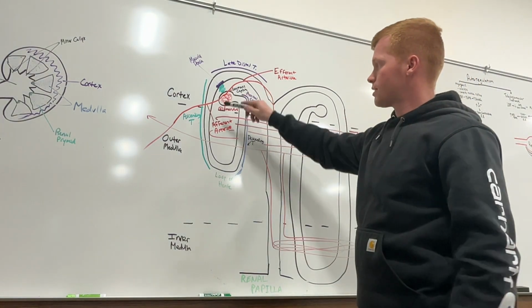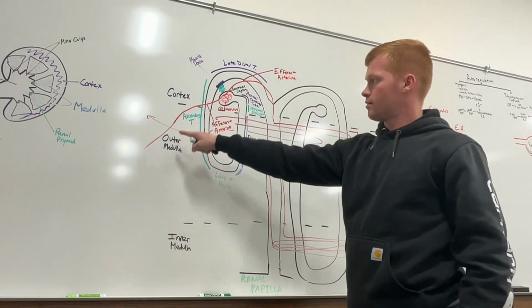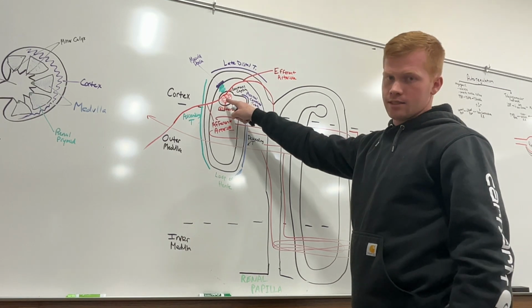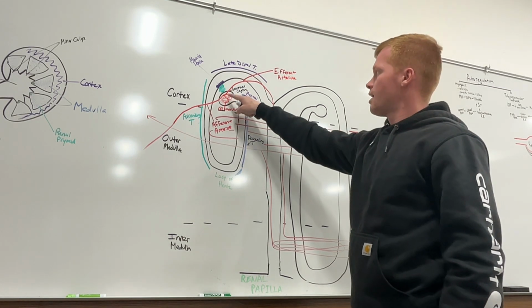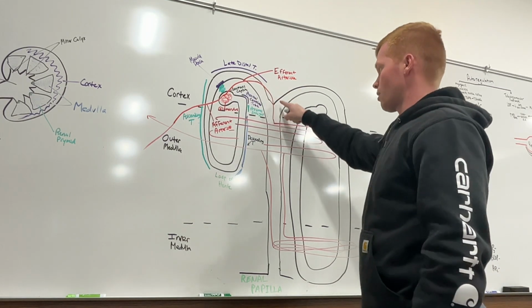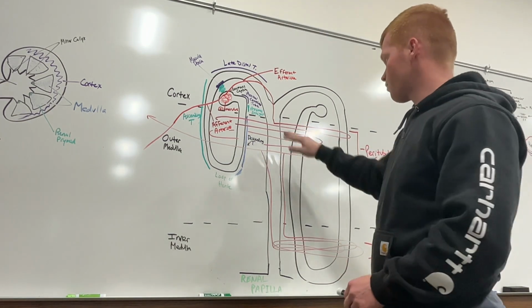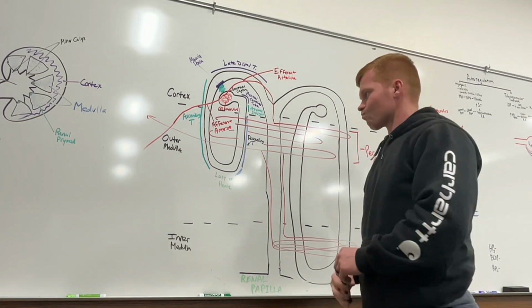We have the glomerulus, we have the afferent arteriole coming in, it hits the glomerulus, and then we have the efferent arteriole coming back out, and it will feed through the rest of the nephron.